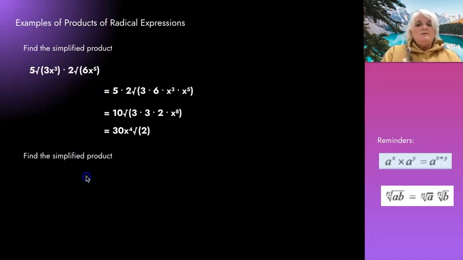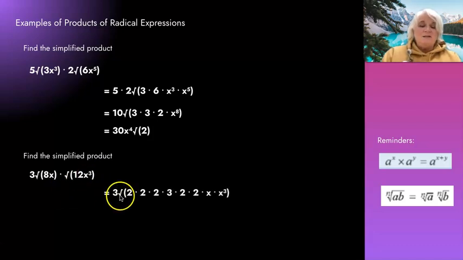Okay, another one, find the simplified product. I'm going to take the outside first, 3 times 1. When it's not listed, it's a 1, because 1 times anything is itself. So that is a 1 right there. It doesn't change anything. 3 times 1, which is 3 on the outside, and then in the inside, I'm going to have 8 times 12 and x times x cubed.